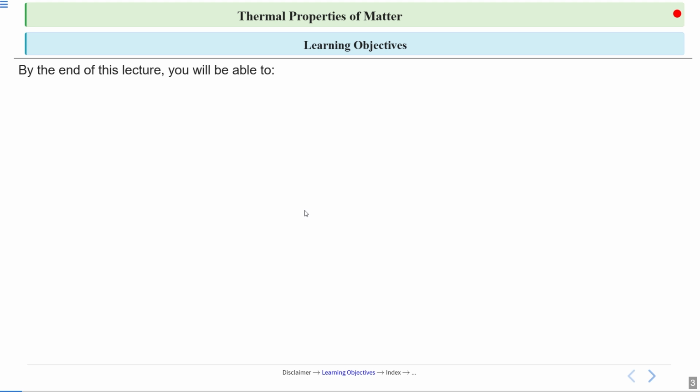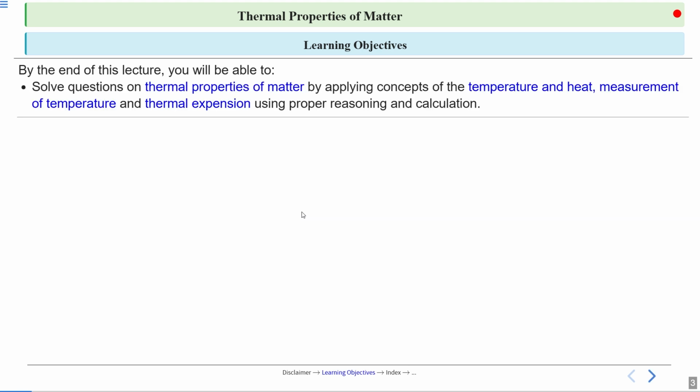Learning objectives. By the end of this lecture you will be able to solve questions on thermal properties of matter by applying concepts of temperature and heat, measurement of temperature and thermal expansion using proper reasoning and calculation.